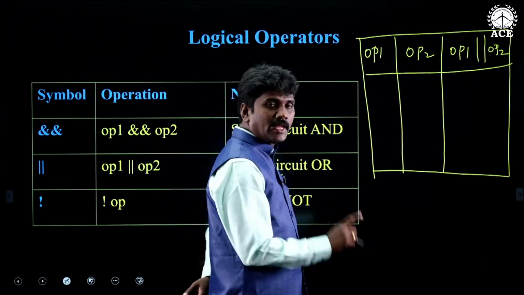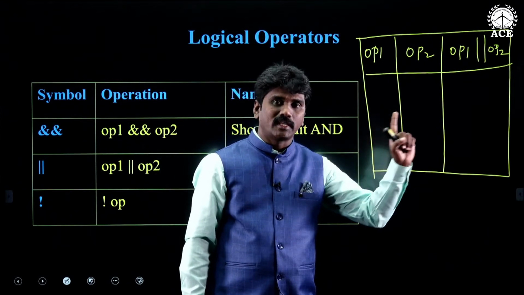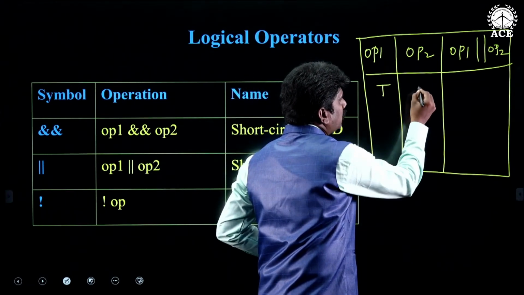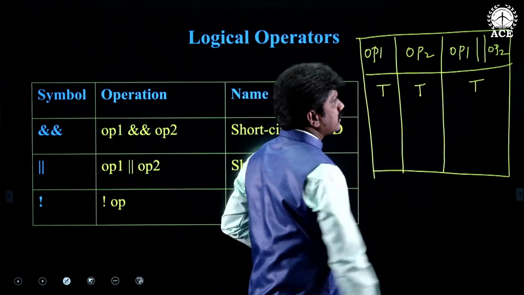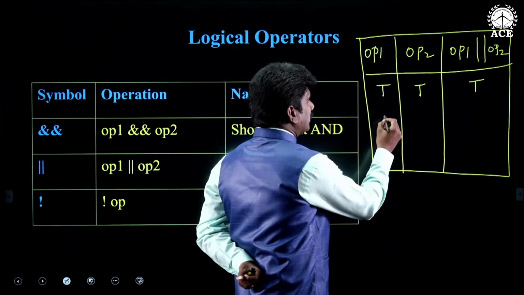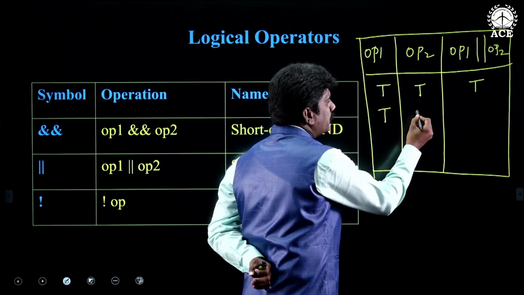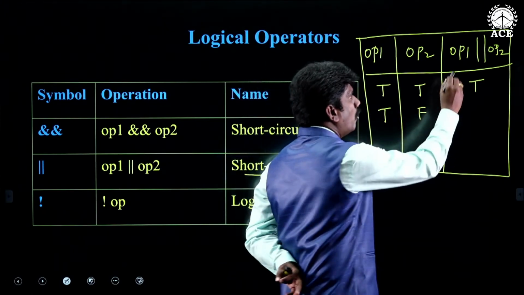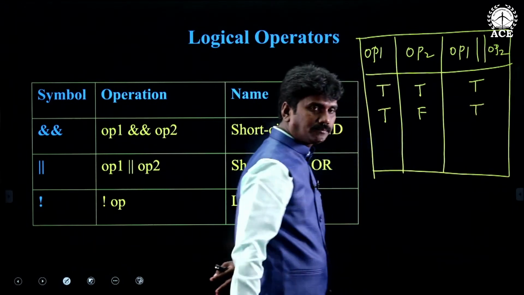How will it be? As I have already told, if any one operand is true, then the result is true. Means here OP1, first one I am taking true, and OP2 is also true. In this case, the condition is true. Next one, OP1 is true and OP2 is false. In this case, OP1 or OP2 is again true only.